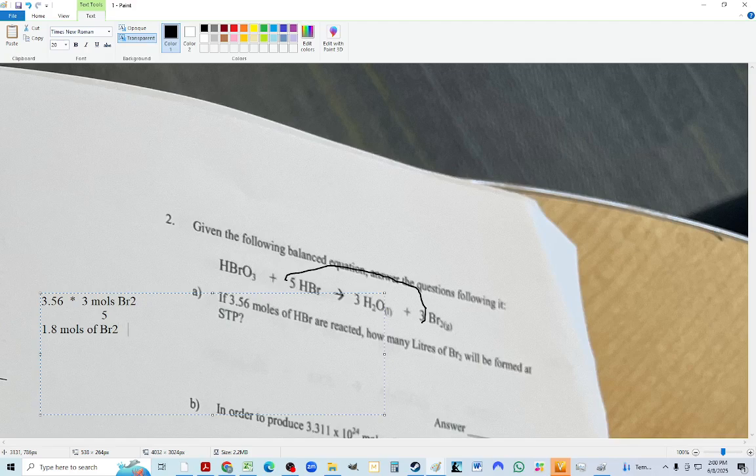But then you have to use this. There's always 22.4 liters of gas at STP for every 1 mole. So you multiply this, you can see the words moles cancel. And you're left with 1.8 times 22, which is roughly 40 liters of Br2 should be produced. And that's how you do that.